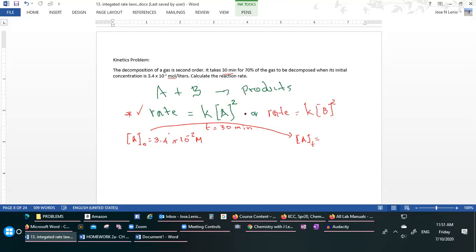So the reaction took 30 minutes to go from here to there. So what happened with the initial concentration? The problem says it takes 30 minutes for 70% of the gas to decompose. So that means after 30 minutes, the concentration at time t will be 70% of the initial amount. That's the amount decomposed. So the new concentration will be 0.70 of that initial.